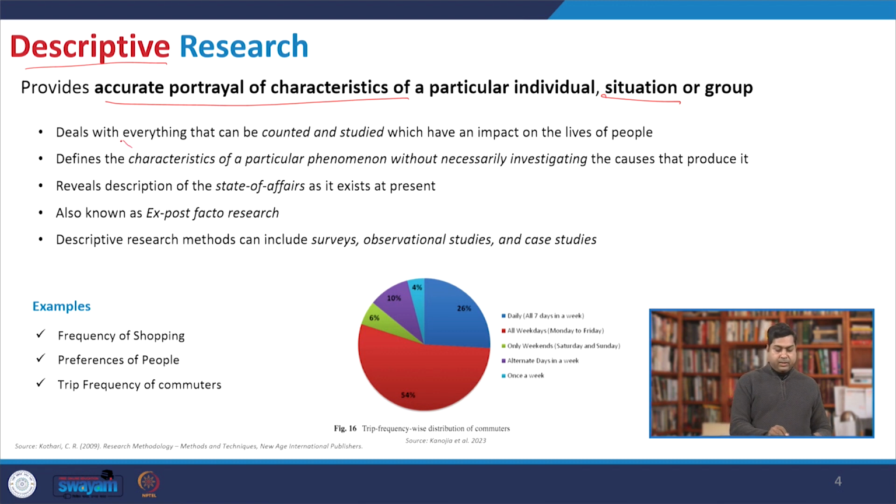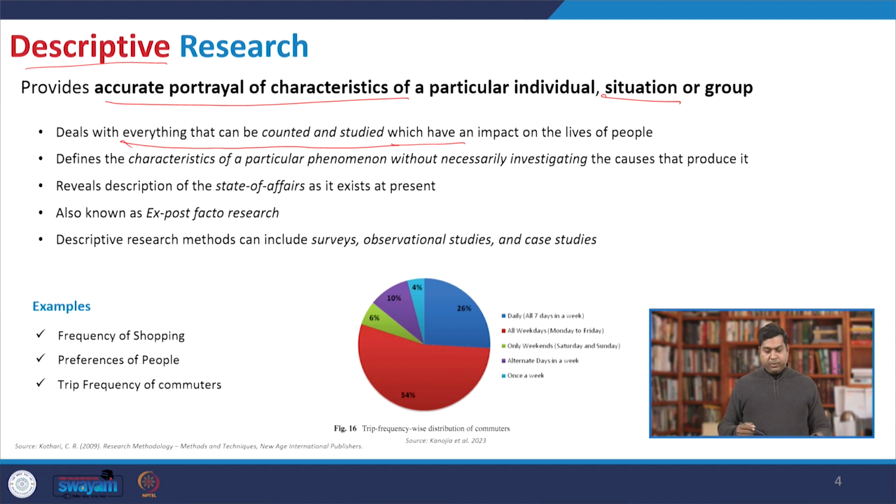So it mainly deals with everything that can be counted and studied which has an impact on our day to day life. I am giving an example from the planning side: for a particular region we are interested to know about the age distribution. Among the total population, what percentage is child population, what percentage is adult population, and also elderly. In this case we go for this kind of descriptive research, and we just count the numbers and then represent them in percentages.